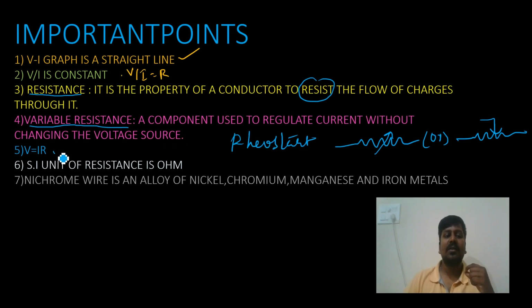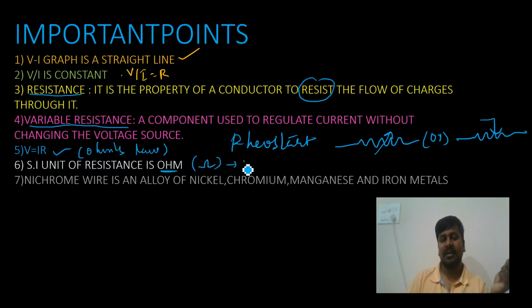V equals IR is nothing but Ohm's law, and the SI unit of resistance is ohm. The symbol is like this. Then, nichrome wire is an alloy. Previously I mentioned nichrome wire is an alloy of nickel, chromium, manganese, and iron metals.